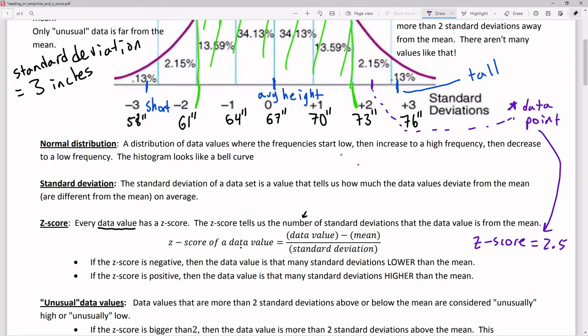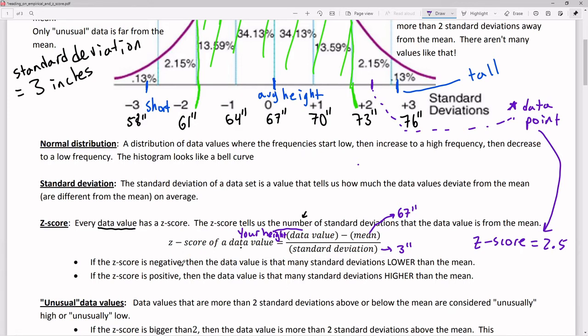You take the data value, in this case a height. You subtract the average from the height that you have, which in this case would be 67, and then divide by the standard deviation, which was 3. So you just plug in your height, your data value. And that's it. It tells you how many standard deviations you are from the middle.